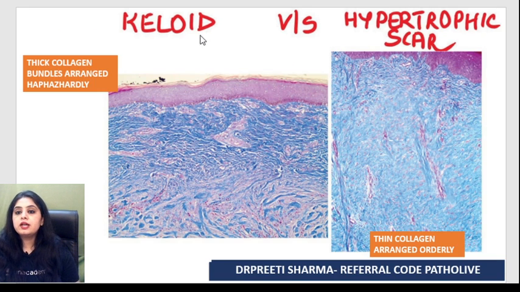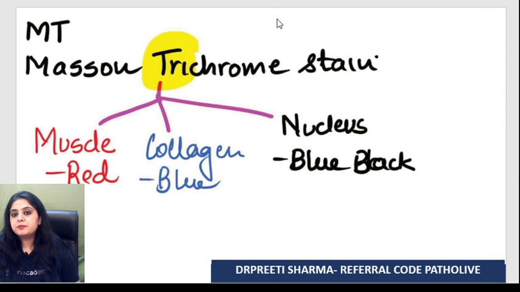Then I say, let me look at the microscopic appearance of both of these. Firstly, I've got a keloid here, I've got a hypertrophic scar here, but they're looking very bluish color slides. Why is that so blue? Because I've used a special stain. And that special stain is MT, Masson trichrome stain. Now, if you remember, yesterday I taught you a stain which was Masson Fontana.